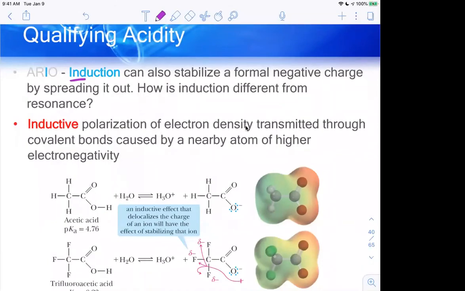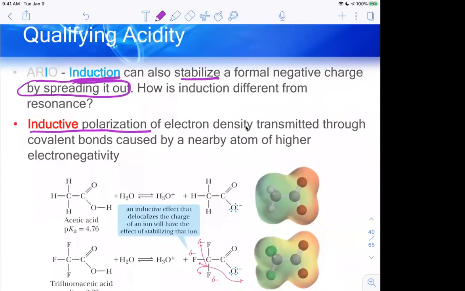All right, next we're going to talk about induction. Now, induction is something you have probably not heard of yet, but induction is another way that a formal negative charge can be stabilized. And that's because it also sort of spreads that charge out among different atoms. So inductive polarization of electron density can be transmitted through covalent bonds when I have an atom nearby that has a higher electronegativity.